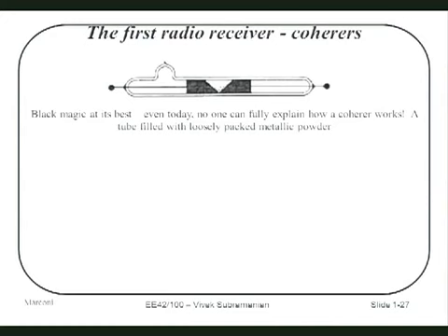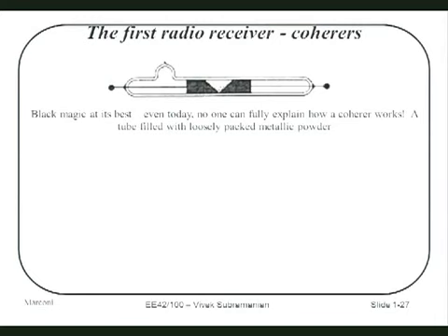Basically, a coherer was an evacuated tube filled with loosely packed metallic powder. It turned out it kind of acted like a diode, which means it conducted current in one direction but not really in the other. Nobody can really explain why it works. It's sort of black magic, but it kind of does.